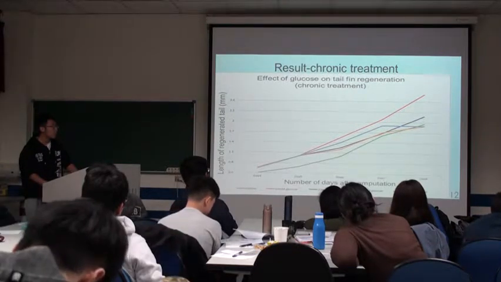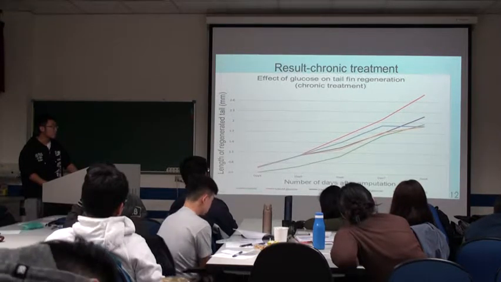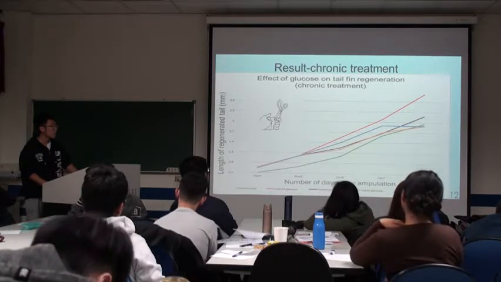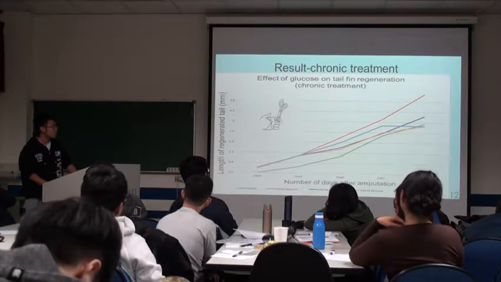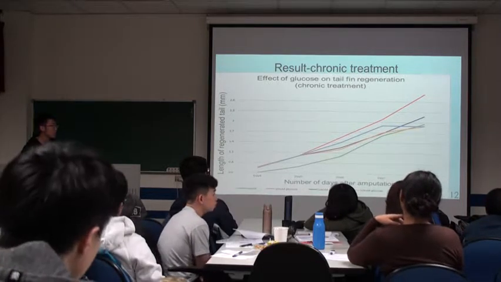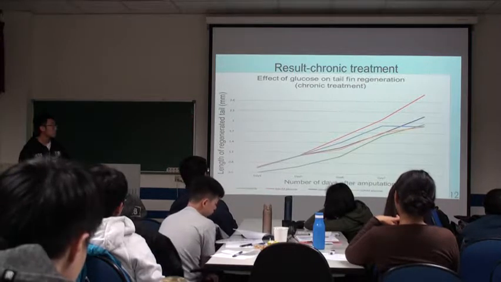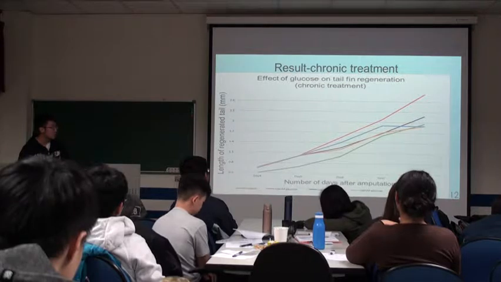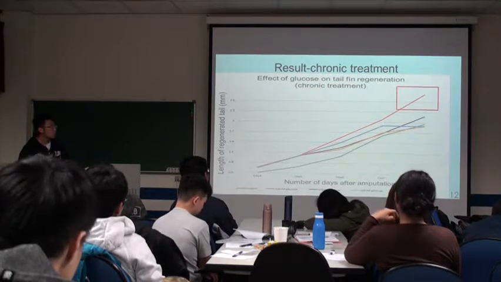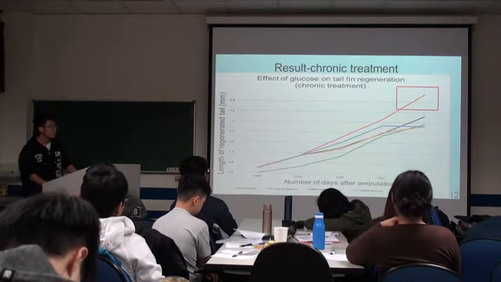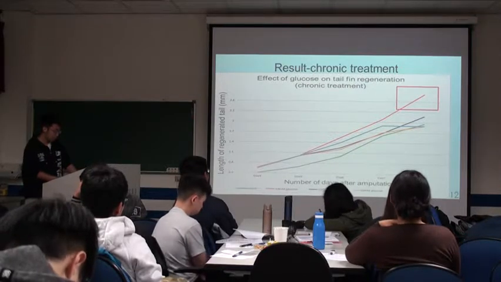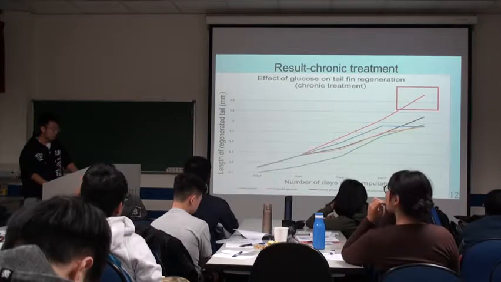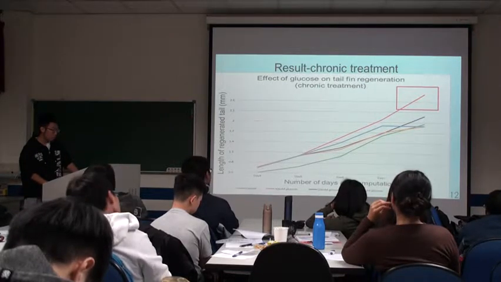In this figure, the x-axis is the number of days after amputation, and the word amputation means to cut off something. The y-axis is the length of regenerated tail, and the unit is millimeter. And you can see the front line is 10 millimole glucose, and we can see clearly in the figure that the acceleration of 10 millimole was significant.